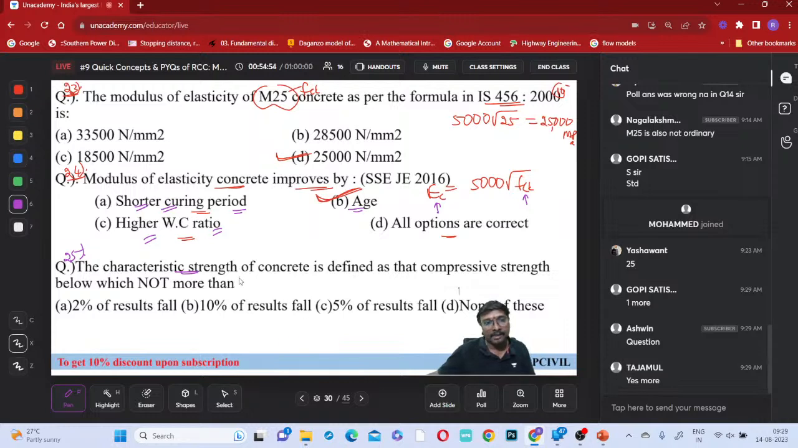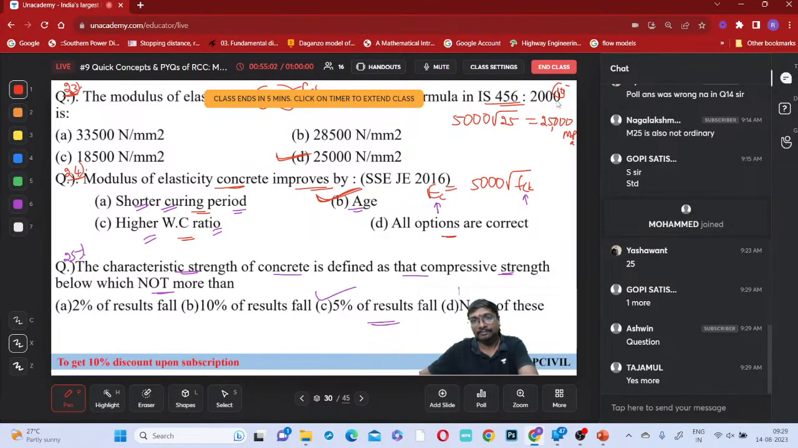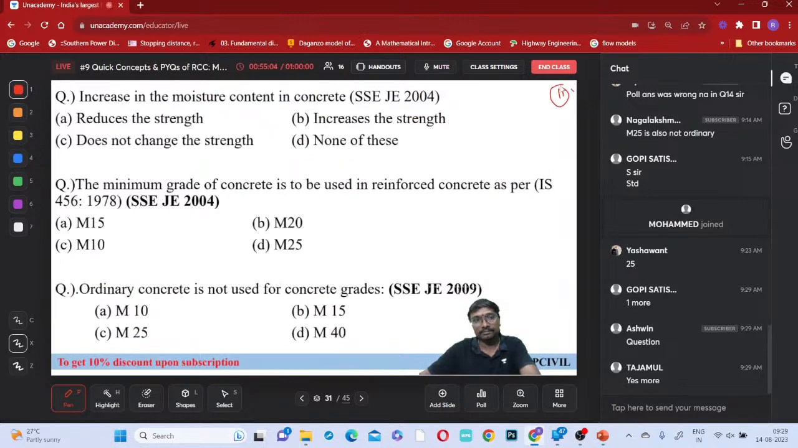The characteristic strength of concrete is defined as the compressive strength below which not more than 5% of results fall, yes or no? That is it. So here 23, 24, 25. Okay, we'll start with this.